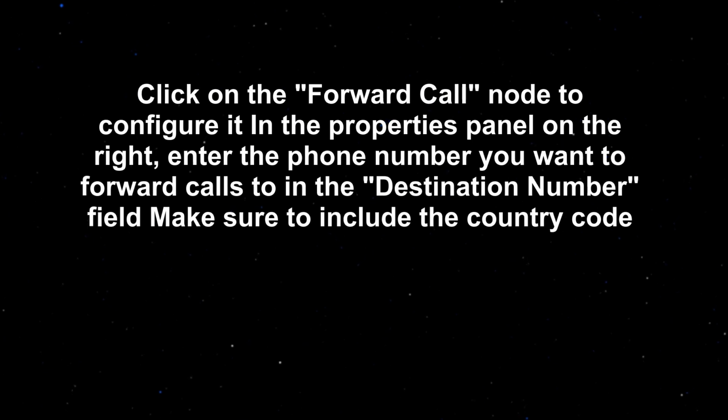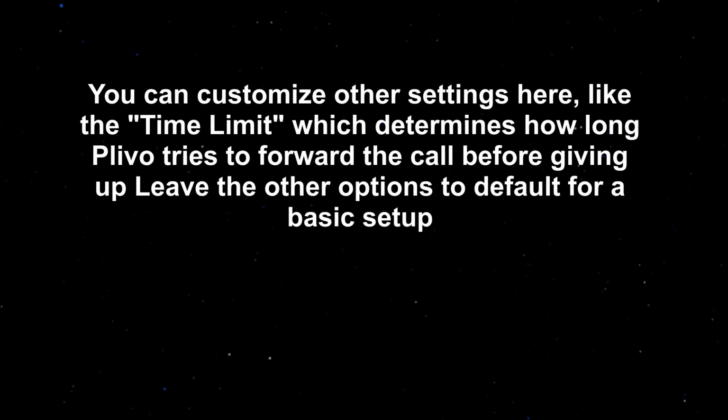Click on the forward call node to configure it. In the Properties panel on the right, enter the phone number you want to forward calls to. In the destination number field, make sure to include the country code. You can customize other settings here, like the time limit, which determines how long Plivo tries to forward the call before giving up. Leave the other options at default for a basic setup.